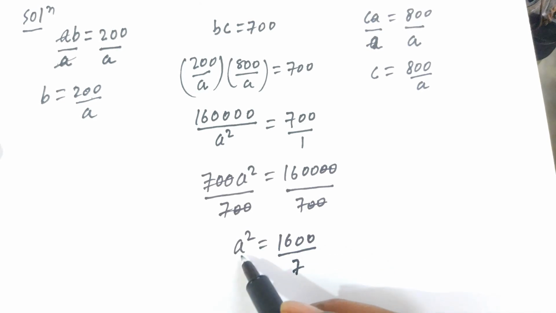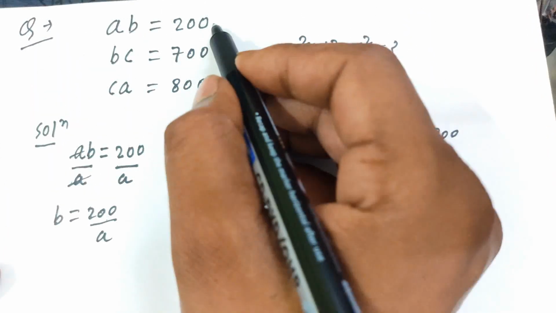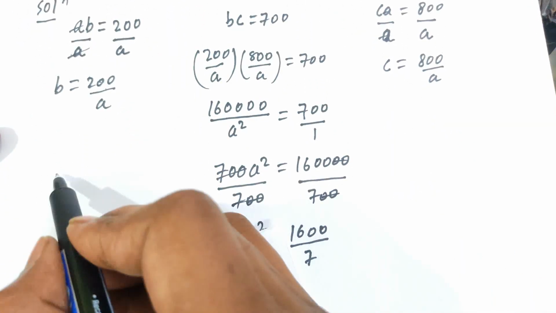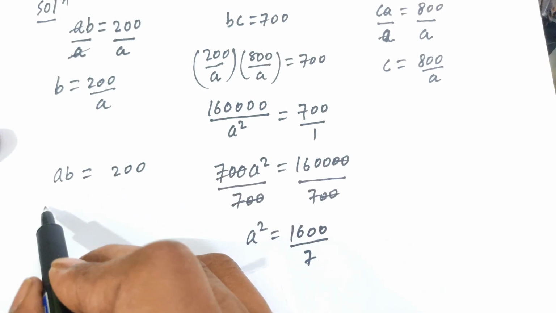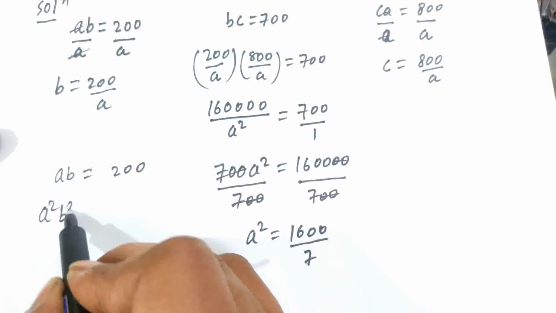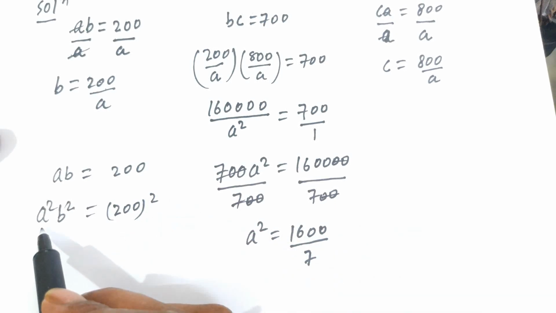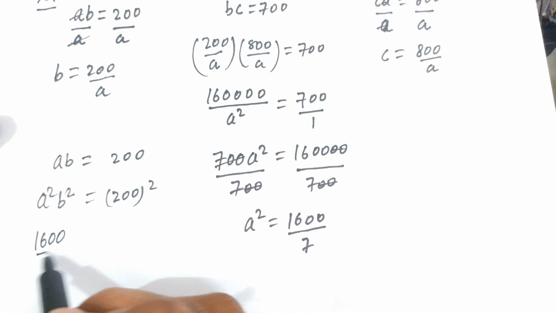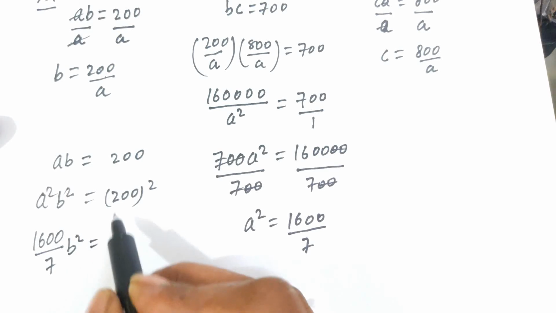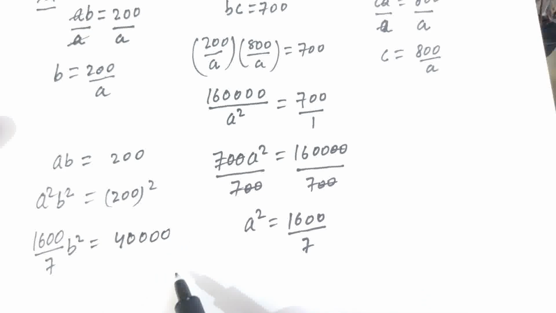So here the value of a square is 1600 divided by 7, and we know that a times b is 200. If we take the square on both sides, then on the left hand side we have a square times b square, which is equal to 200 square, and we know that the value of a square is 1600 divided by 7, so a square is replaced by 1600 divided by 7, and here b square is equal to 200 square, that is 40000.